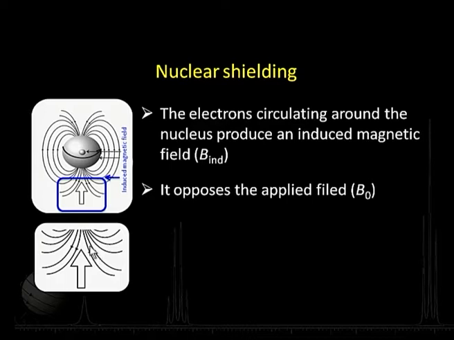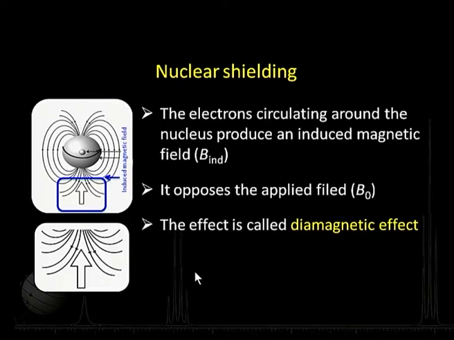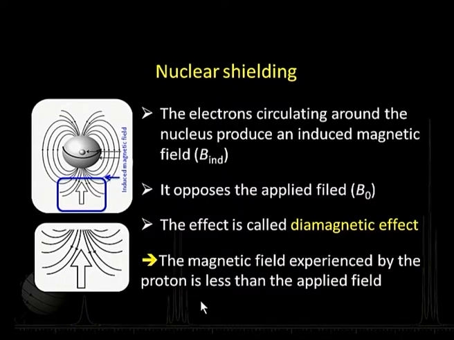If you look closely, the downward arrows are of the magnetic field which has been induced because of the circulating electrons. This magnetic field is opposing the applied magnetic field. The applied magnetic field is this thick arrow over here. So the applied field is like this, and my induced field is opposing it. As a consequence, this nucleus is experiencing a lesser field than what is being applied. This kind of effect is called the diamagnetic effect, and the magnetic field experienced by the proton is less than the applied field. As a consequence, I will need a different frequency for it to come to resonance. Let us understand that a little more closely.